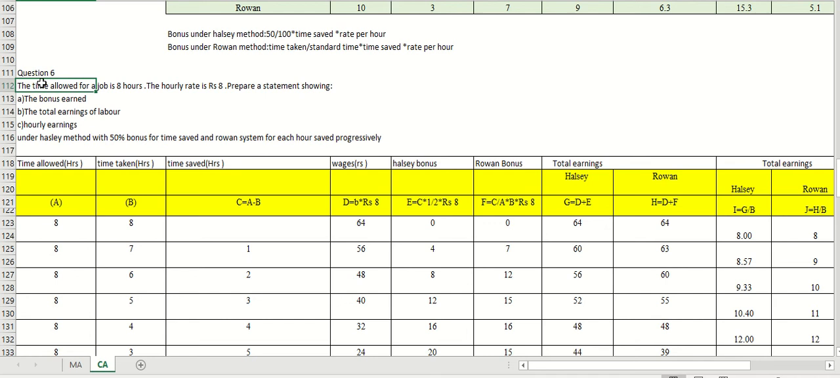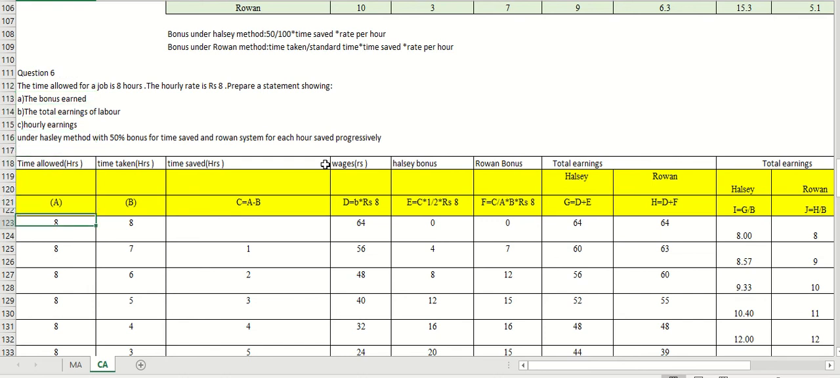So our next question is, the time allowed for a job is 8 hours. The hourly rate is ₹8. Prepare a statement showing the bonus earned, the total earnings of labor, and the hourly earnings under the Halsey method, with 50% bonus for time saved, and the Rowan system, for each hour saved progressively. It is the same way how we did our previous sum.